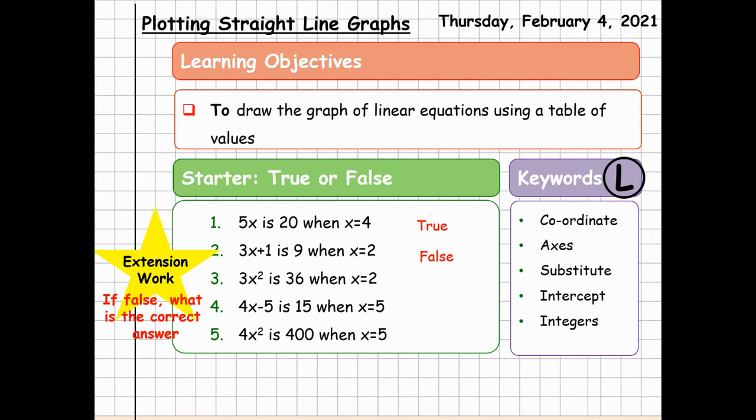Question 3. 3x squared is 36 when x is equal to 2. Well, what is 2 squared? 4, times it by 3 is 12. So that one's also going to be false. The right answer is going to be 12.